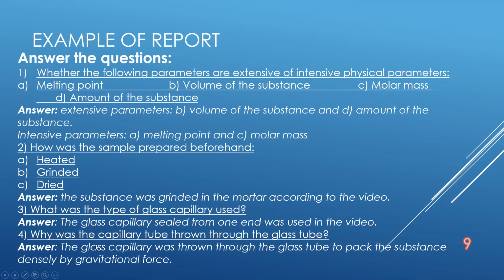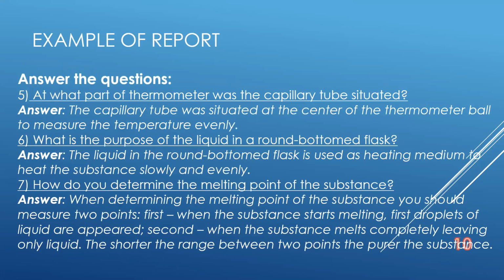So the next question: why was the capillary tube thrown through the glass tube? And the answer is: the glass capillary was thrown through the glass tube to pack the substance densely by gravitational force to make it easier to analyze its melting point. The next: at what part of a thermometer was the capillary tube situated? And the answer: the capillary tube was situated at the center of the thermometer ball to measure the temperature evenly.